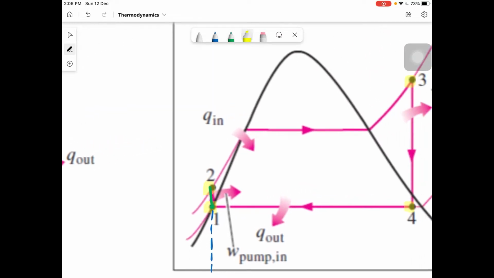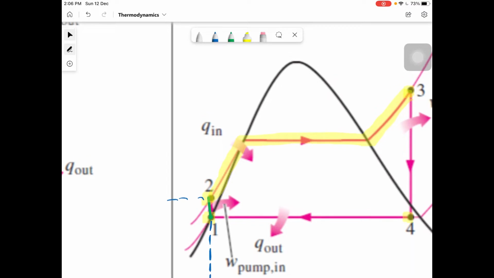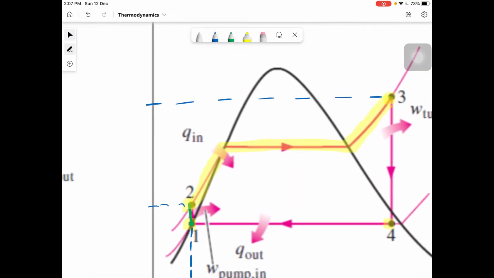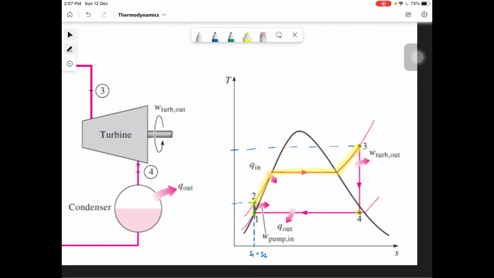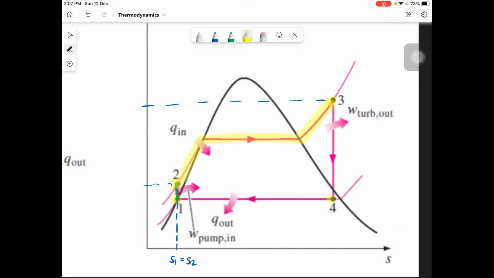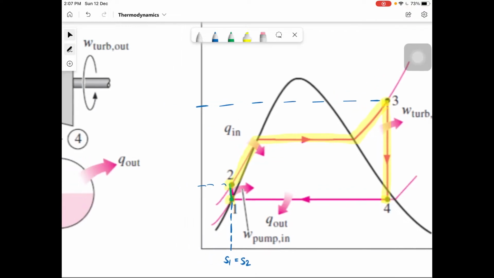After that, you have constant pressure heat addition, so the temperature jumps from T2 here all the way to T3 over here. So there's a large temperature difference. After that, you would have an isentropic expansion in the turbine. And finally, you will have constant pressure heat rejection.